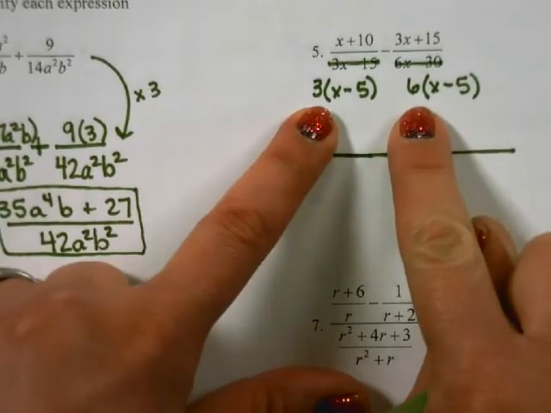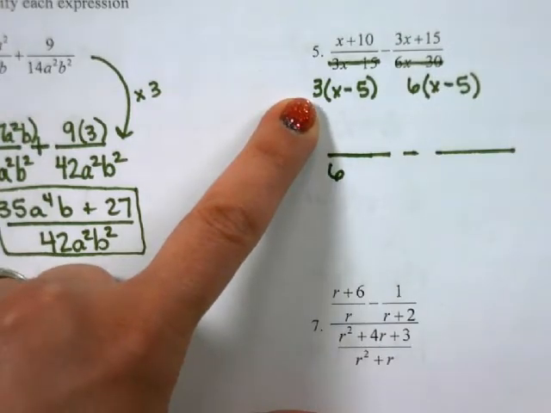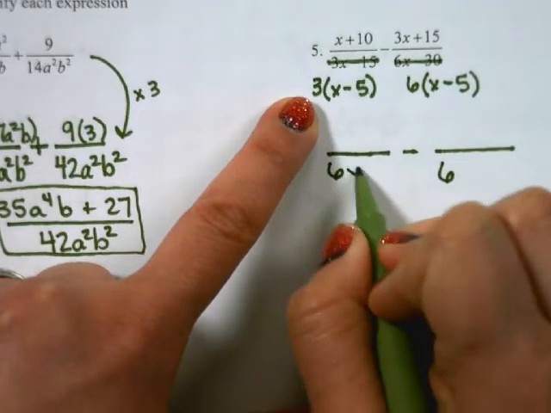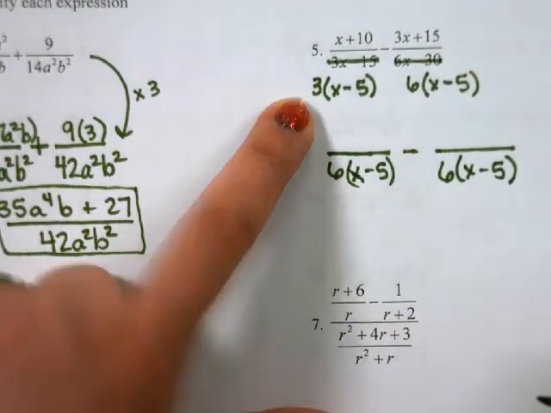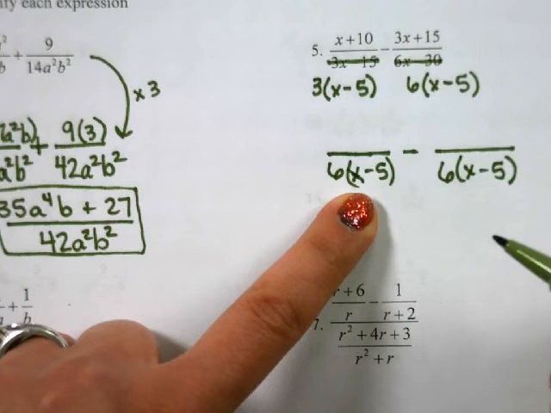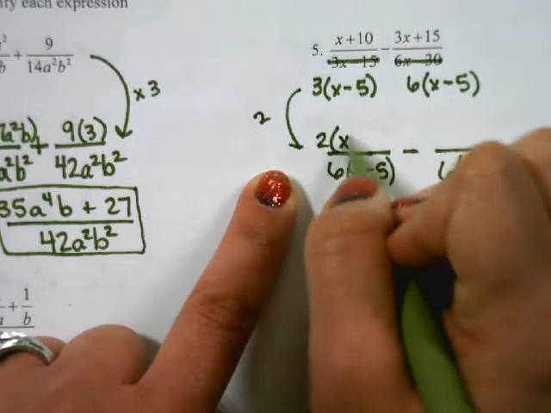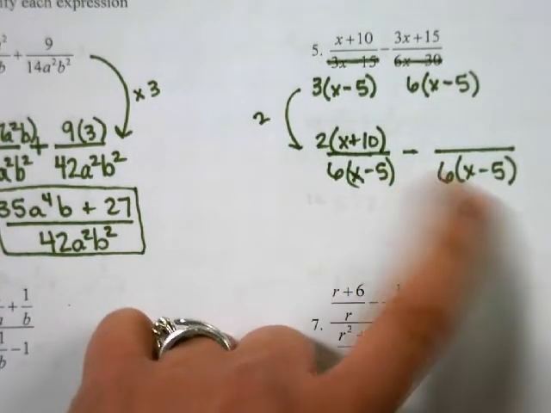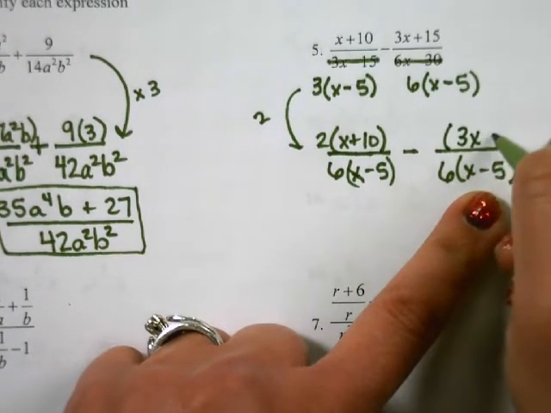Okay, my least common multiple of 3 and 6. 6, right? They each have an x − 5. Okay, that's not bad, right? So what's new over here? Multiplied it by 2. So 2 times (x + 10). Is anything new over here? So this one's −3x + 15.